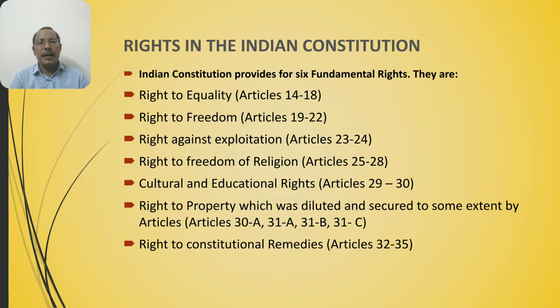Right to property, which in 1977 was diluted by constitutional amendment and secured to some extent by articles like Article 30A, 31A, 31B, 31C, and finally the right to constitutional remedies, Article 32 to 35. Now, why is it written six, whereas you will find I have seven points? Only one reason: the right to property is diluted, and we don't find this particular article anywhere. 31A, 31B, 31C are some of the basic rights. Because of that, in general, at class 9th level, you must know that these are the six fundamental rights that we have even to date.